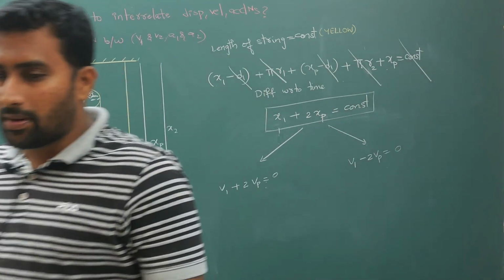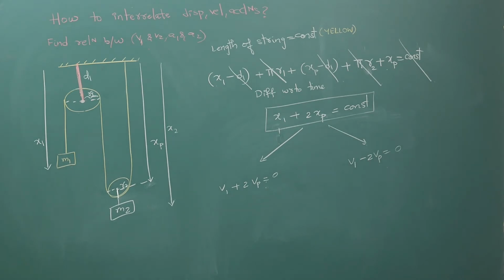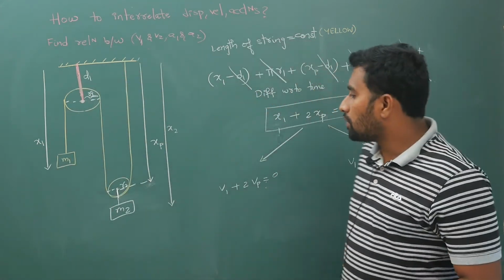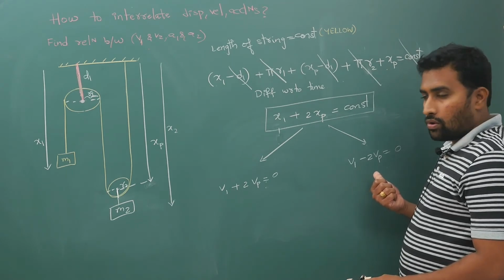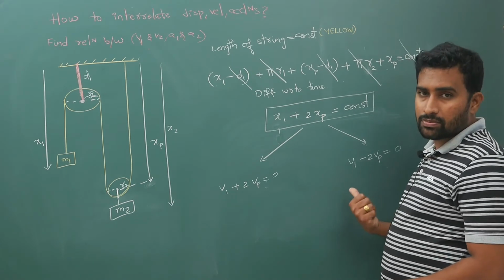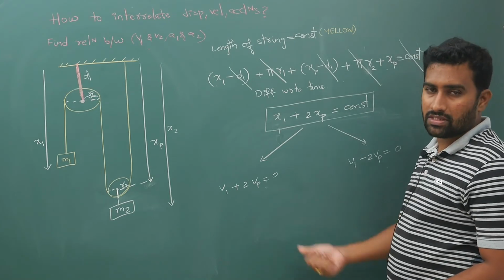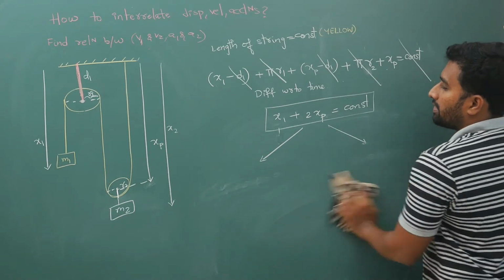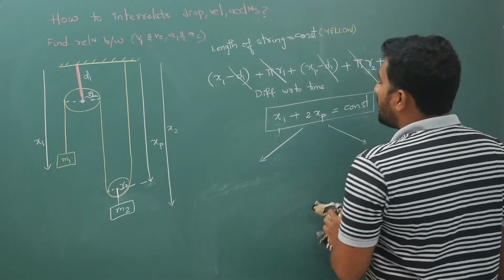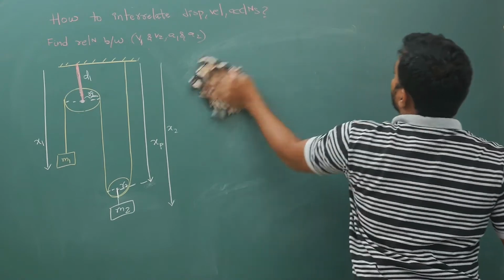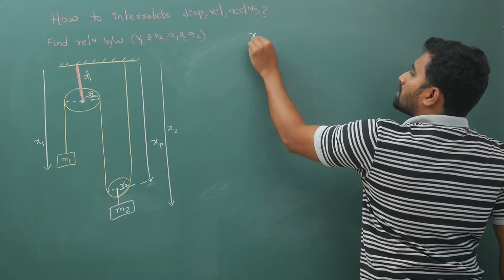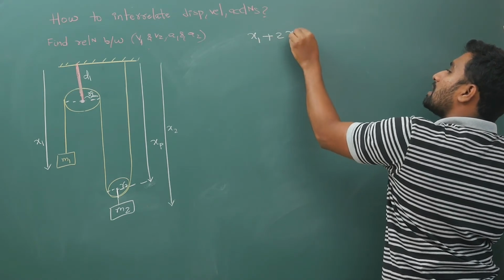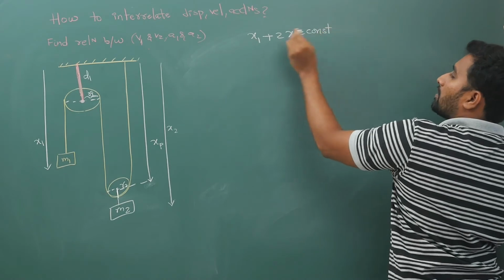Please do remember. Now let us say you know the direction in which the body is moving. Then you have to go for this method. Minus plus sign will come. If you do not know the direction, this will come. So I will talk about it now. So I will erase this. So what did I get? x1 plus 2xp is equal to constant.